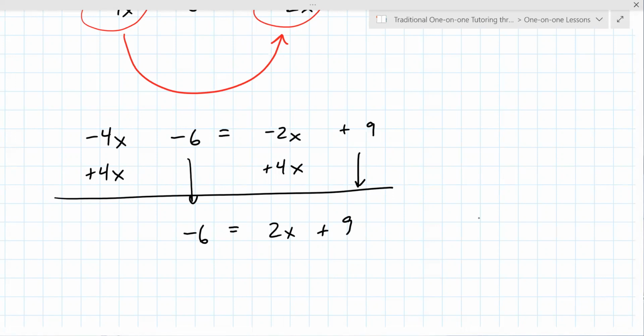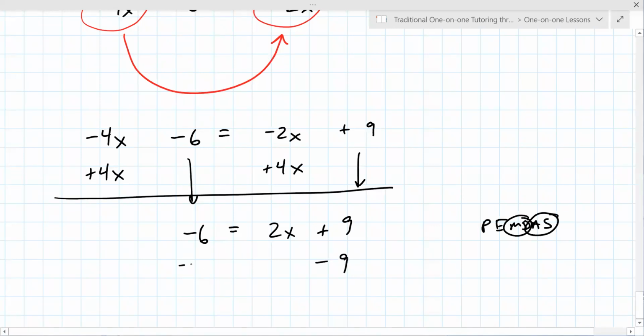Okay, so again, PEMDAS, right? You got to take your shoes off before you take your socks off. And that means you undo addition and subtraction first. You got to undo this right here. And to do that, you're going to subtract 9, that's -9 on each side.